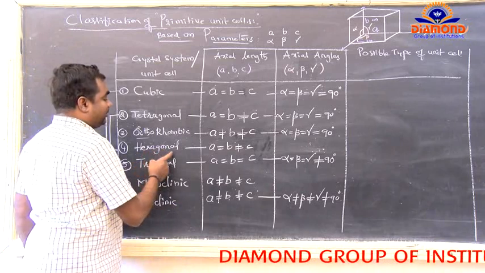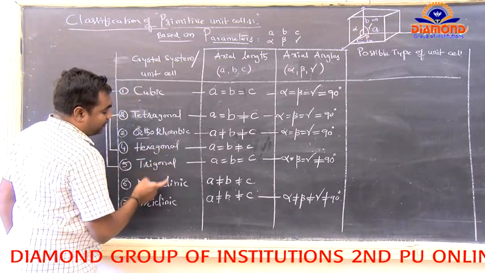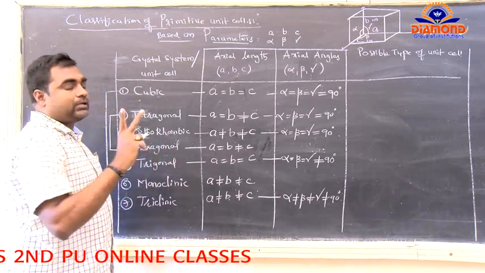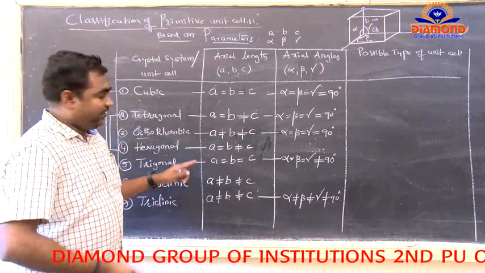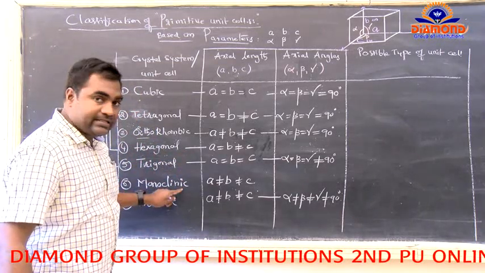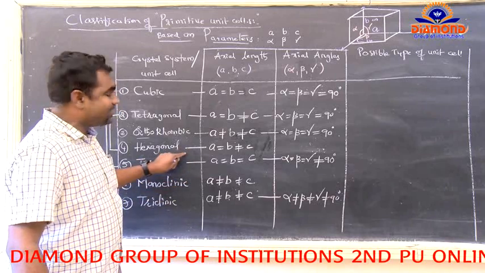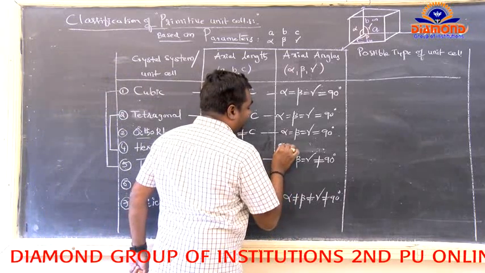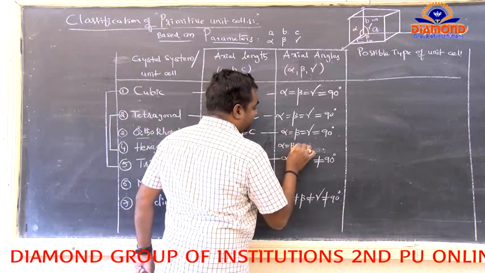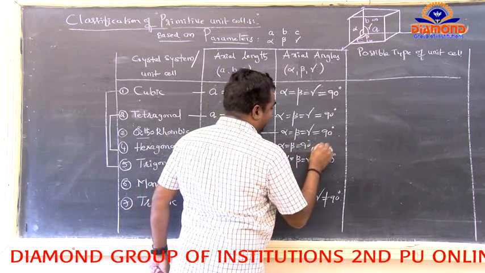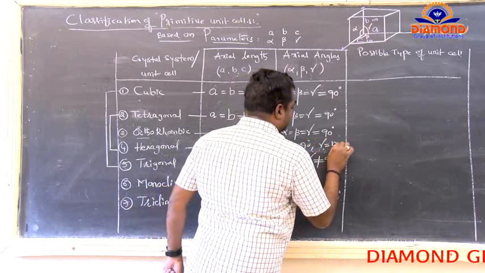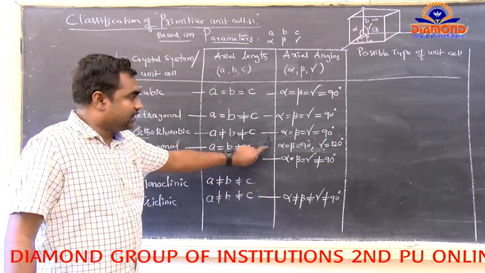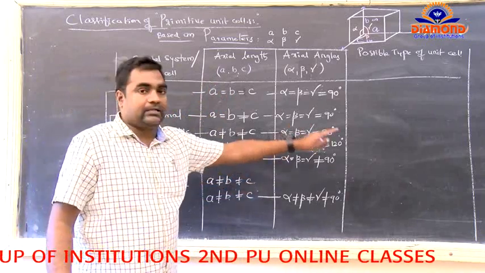Now what about the hexagonal? So here we are left with only two unit cells. Here the two angles are equal in both cases. So in hexagonal, alpha is equal to beta, that is equal to 90 degrees, whereas gamma is equal to 120 degrees. Here the two angles are equal, the third one is different.